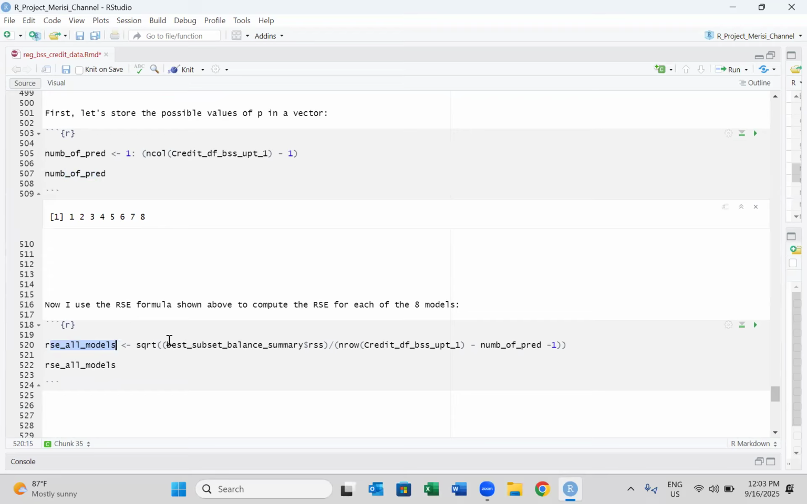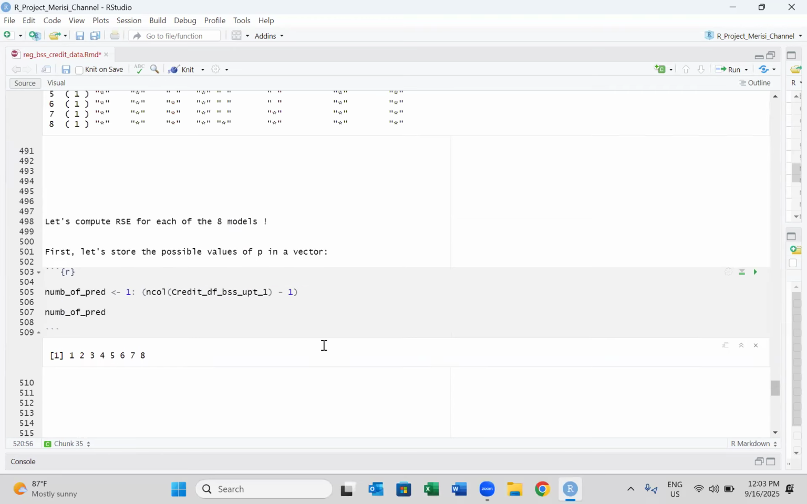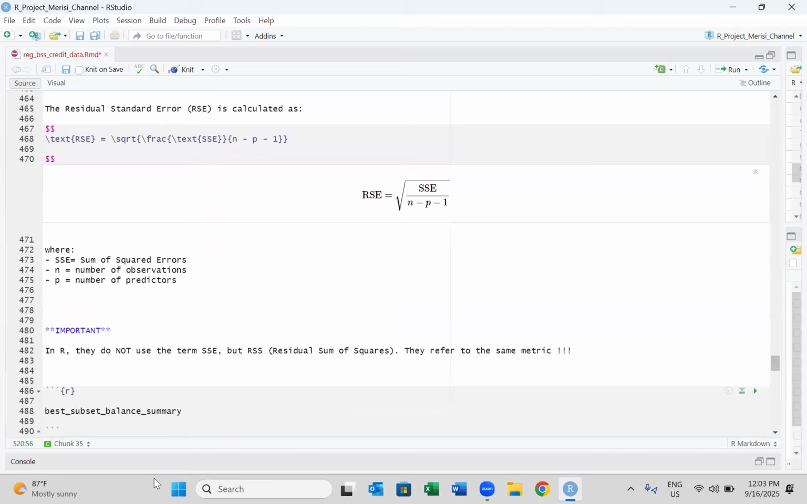And notice what I am doing here. This is just the square root, as in the formula that I showed you earlier. The square root of what? The square root of this, that's the top, divided by this, that's the bottom. What is the top? From the variable stored in the summary, we are retrieving this attribute, RSS. What is RSS? SSE, right? That's what I told you here. So we're able to get the top, SSE.